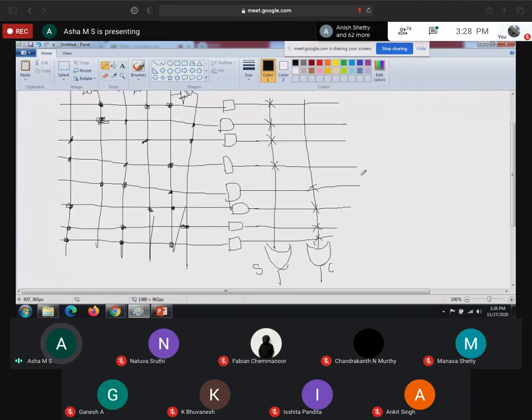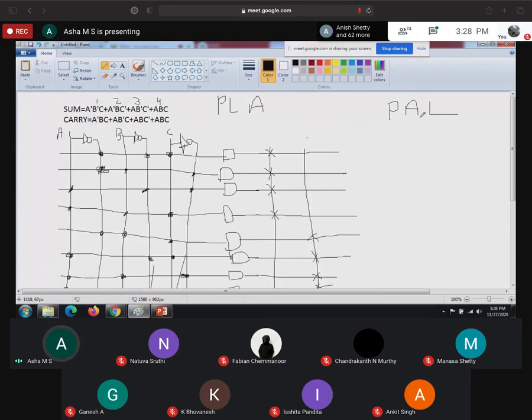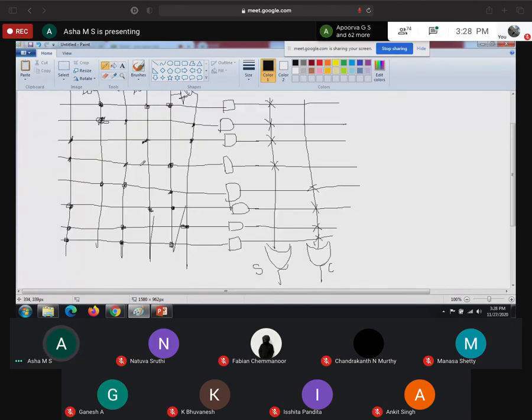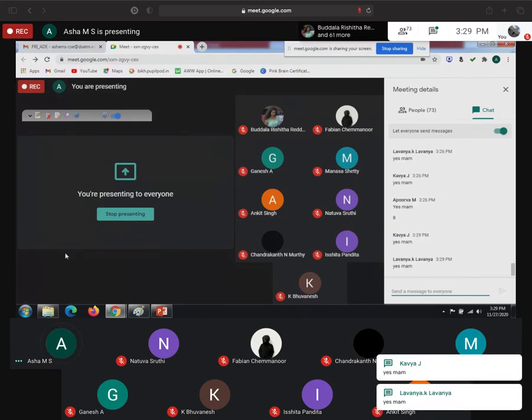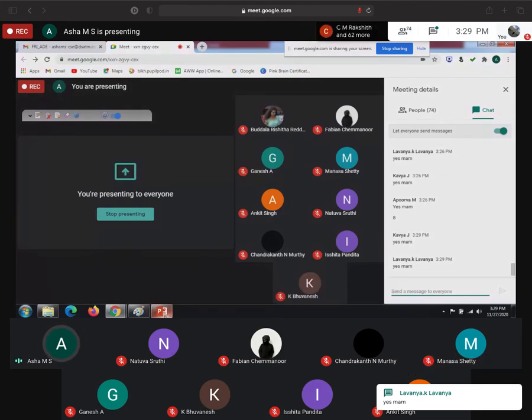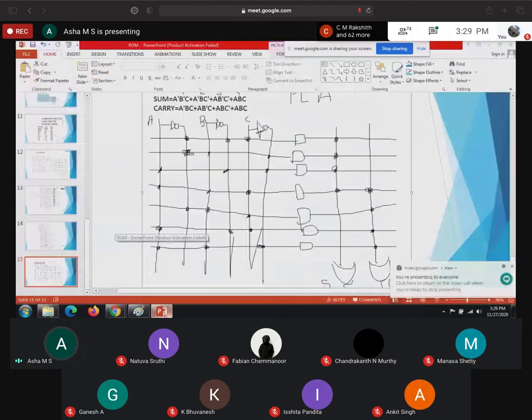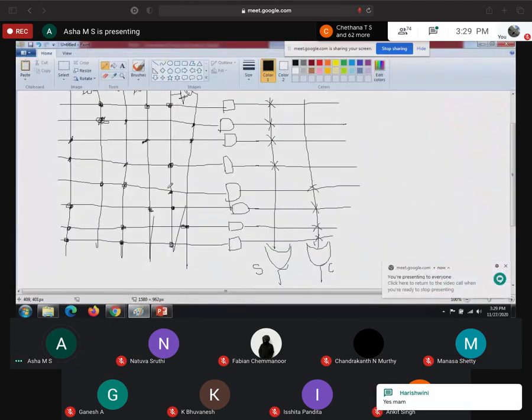Hope you are now clear where we use dot and X in the PAL structure. Here the dot represents programmable and the X indicates fixed. The difference is only in the way you represent it. Are you clear with the PAL structure of the full adder? Any doubts? Where to use dot, where to use X: dot indicates programmable, X indicates fixed.